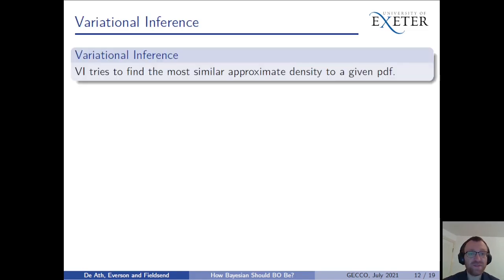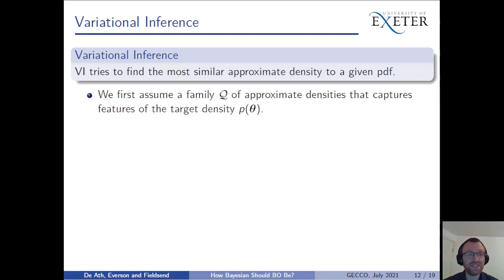Unlike MCMC, variational inference tries to find the most similar approximate density to a given target density, turning the inference problem into an optimization problem. It starts by first specifying a family of parameterizable densities that capture the features of interest of the target density. The idea behind this is to pick a family of distributions that are expressive enough to model the target density well, but simple enough to enable efficient optimization.